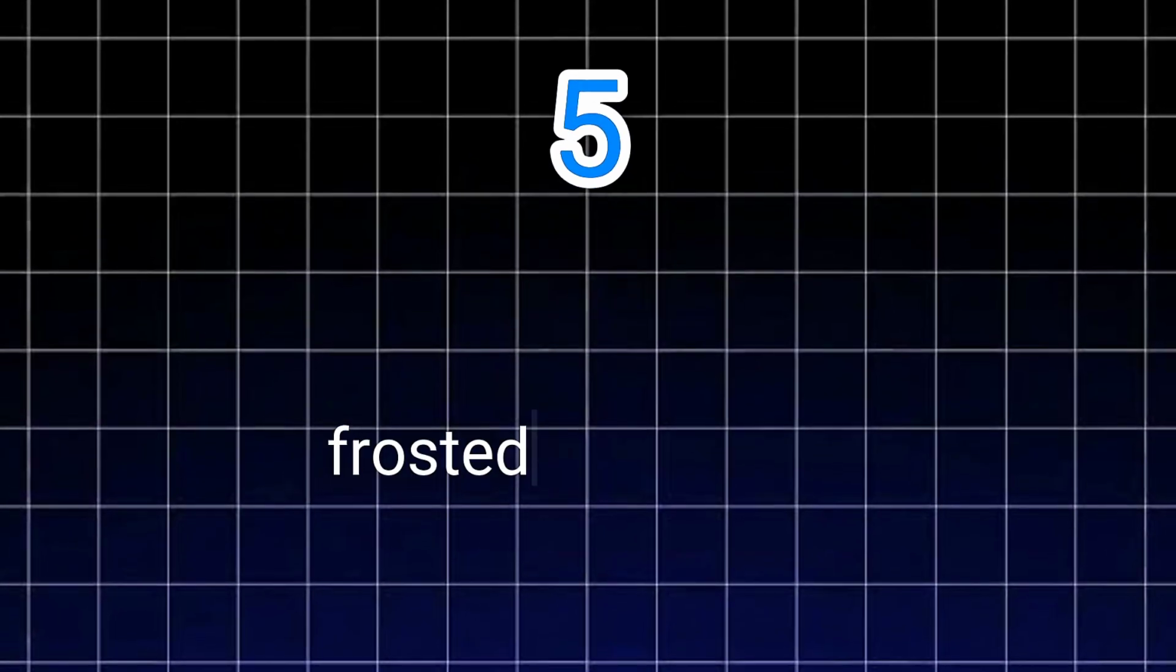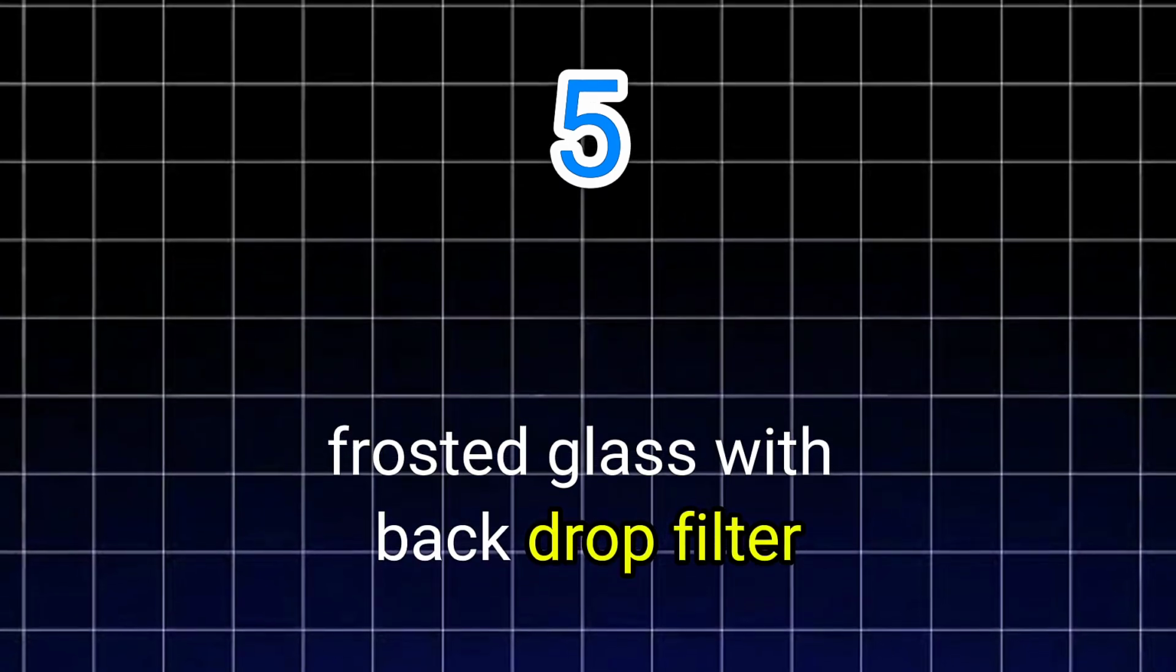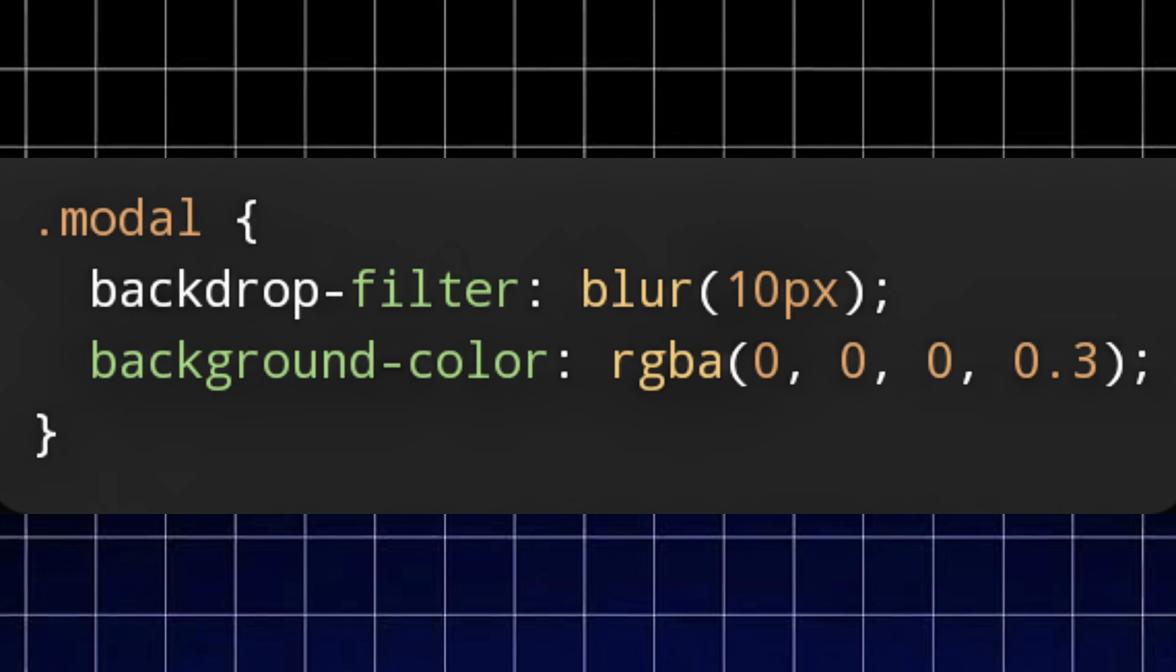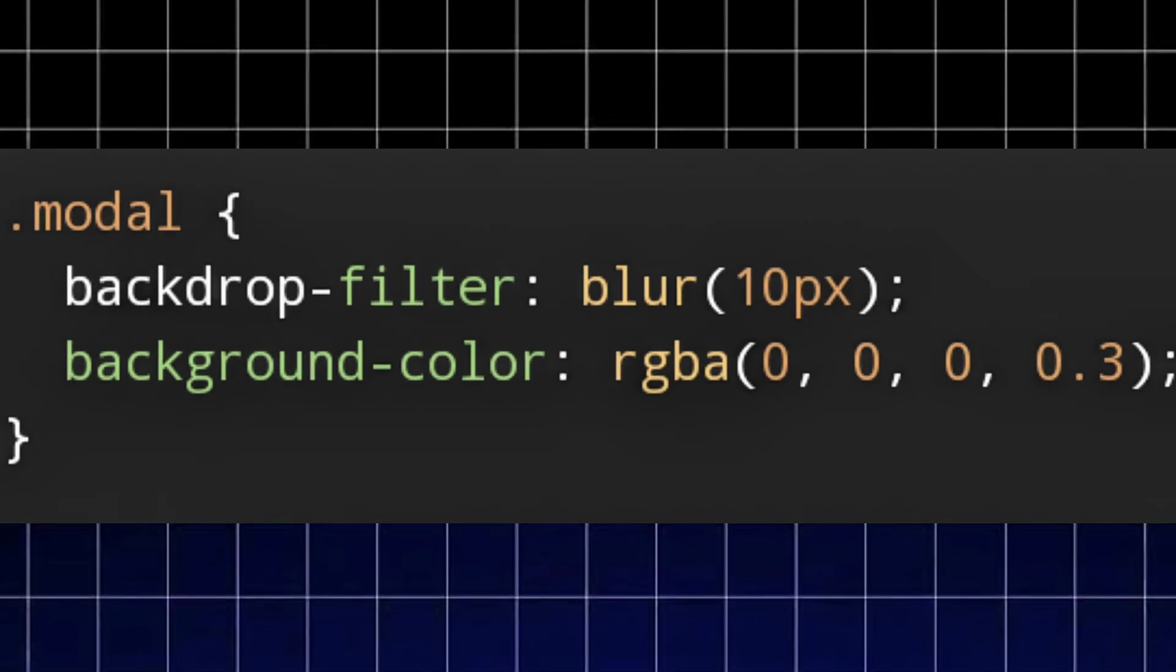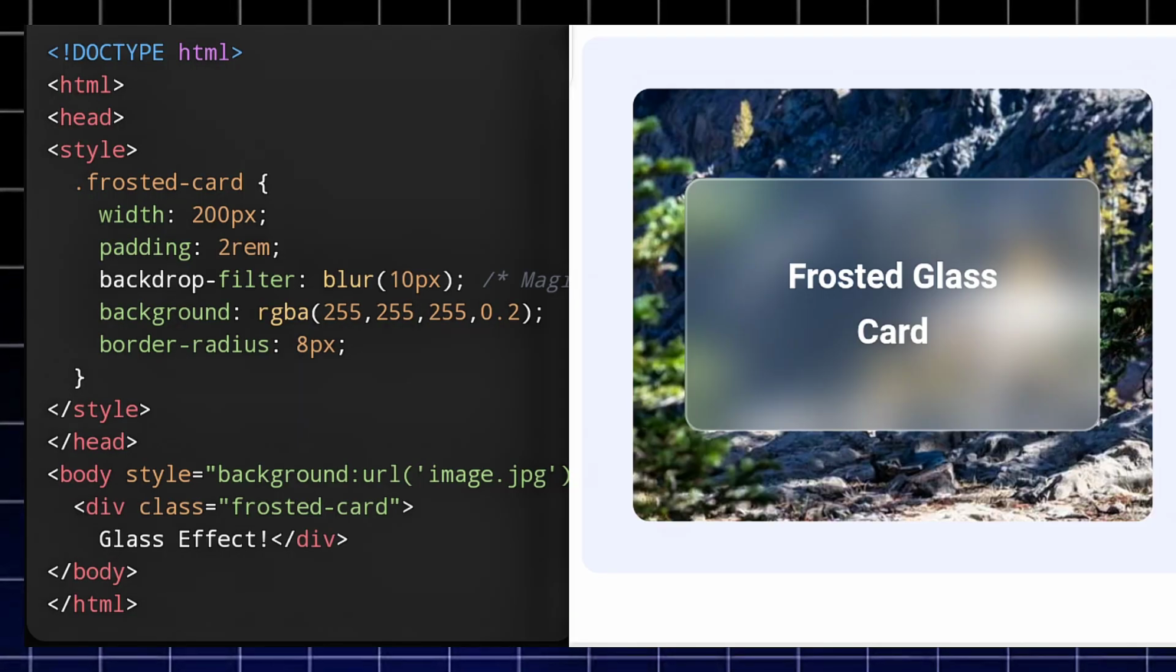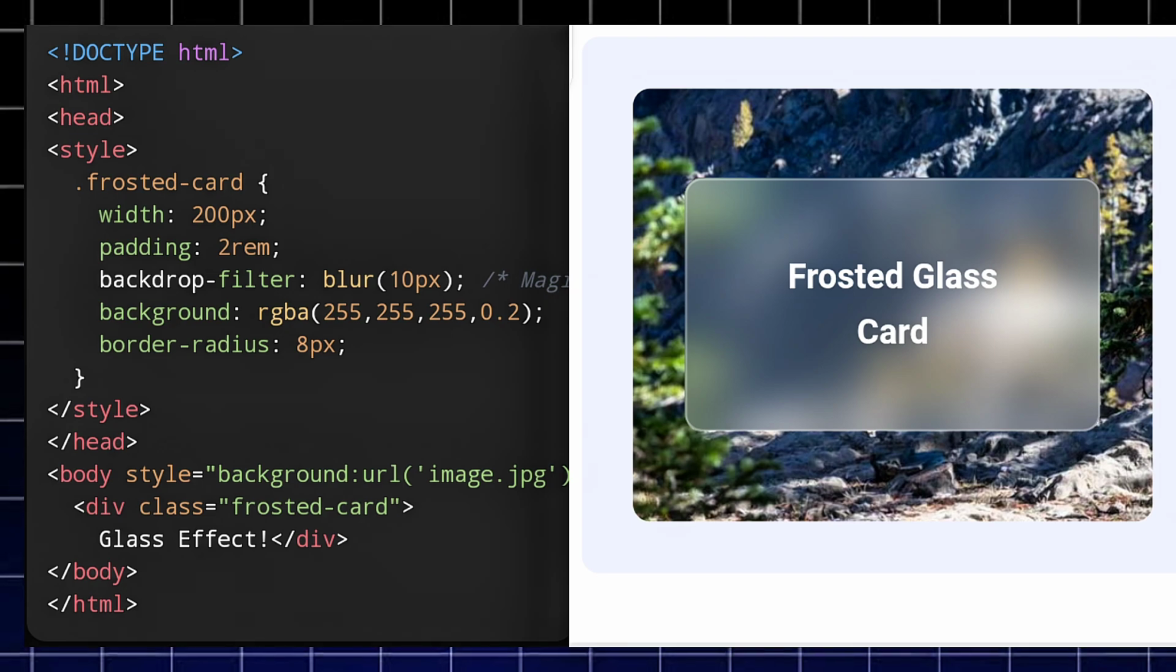5. Frosted glass with backdrop-filter. Create a frosted glass effect with just one line. .modal { backdrop-filter: blur(10px); }. It gives a smooth, glassy blur like iOS backgrounds.